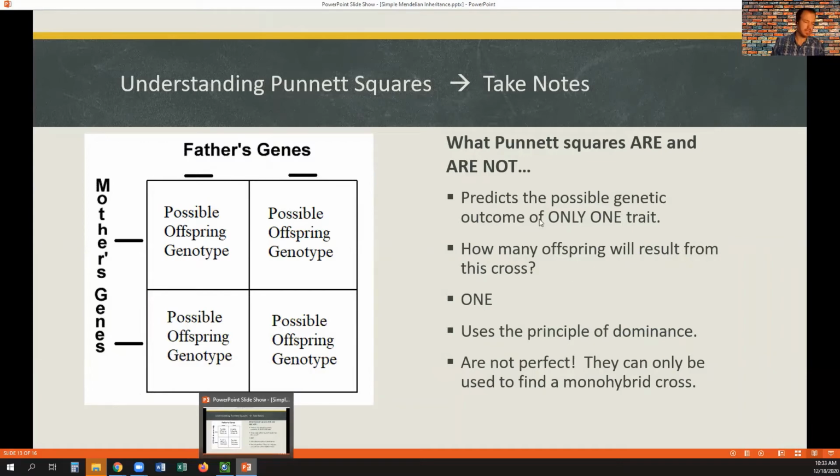Some things to know and not know about Punnett squares, what they are and what they are not. They predict the possible genetic outcome of only one trait for only one offspring. So there's not 4 offspring, there's 1 offspring, and these are 4 possible outcomes, 4 possible genotypes. And we use the principle of dominance.